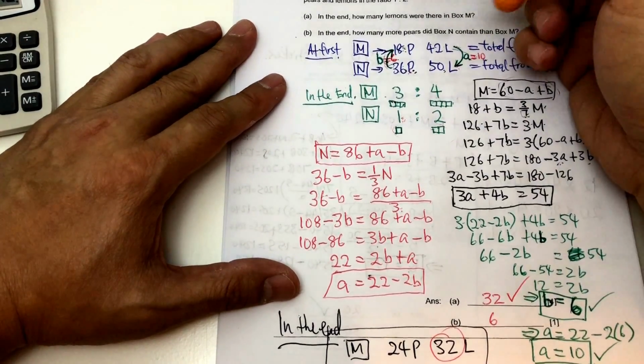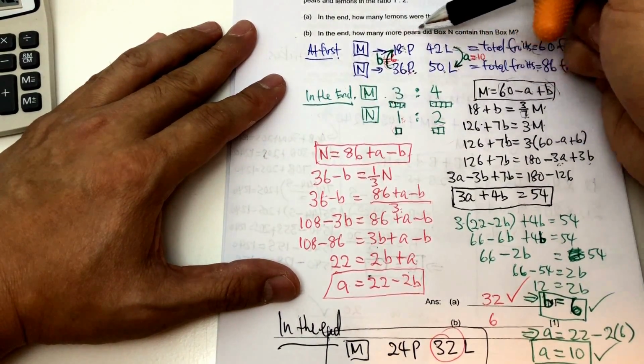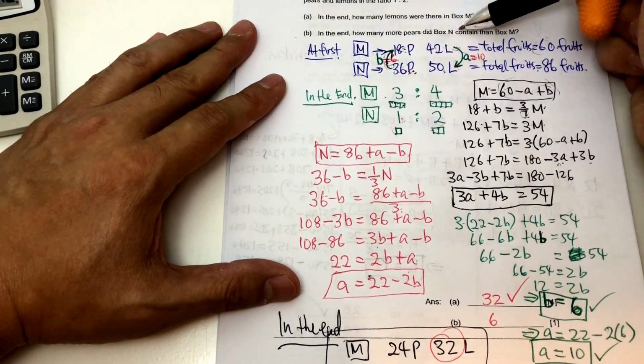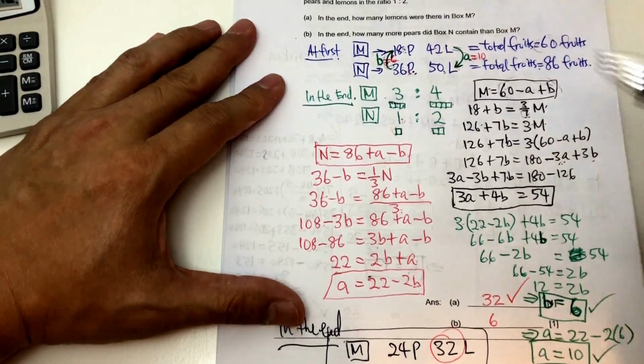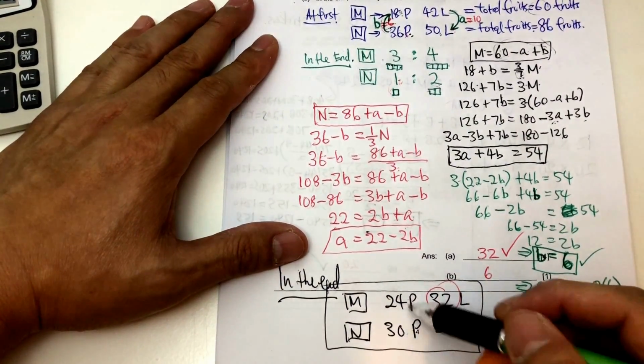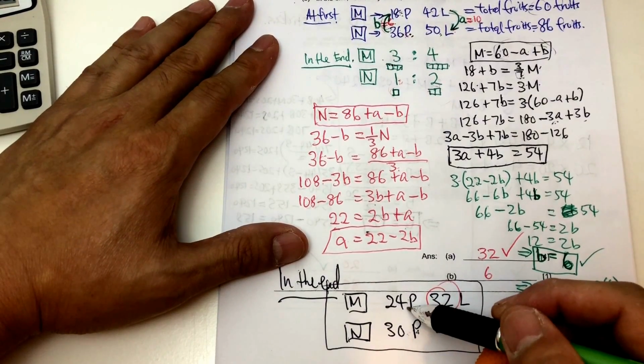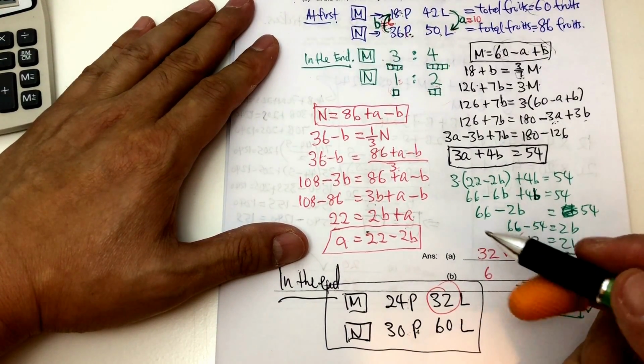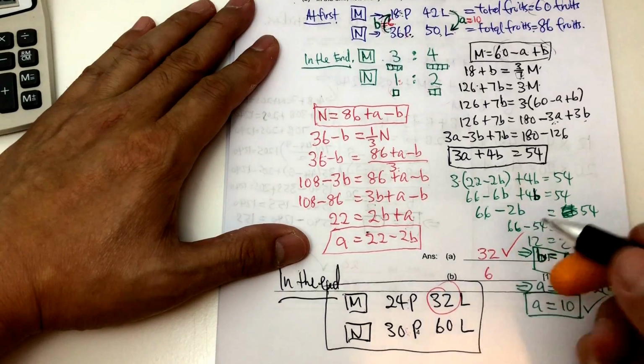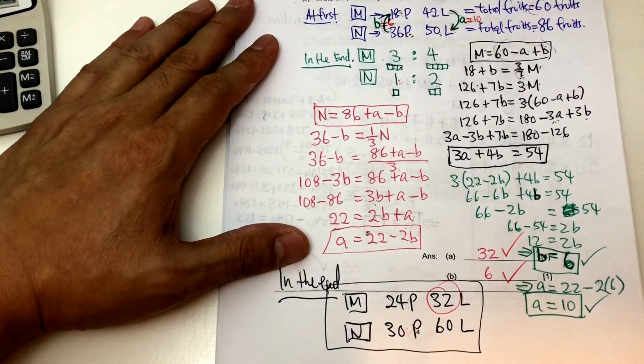Next question, part B. In the end, how many more pears does box N contain than M? What's the difference in the number of pears? 30 minus 24 is 6. The difference in the number of pears is 6. And that's the correct answer there as well.